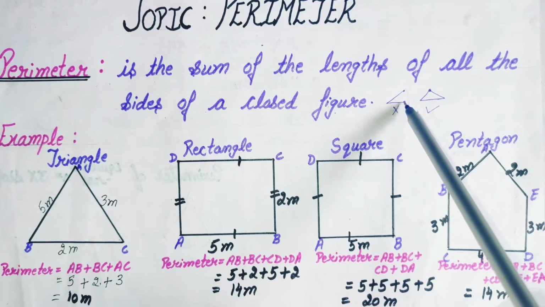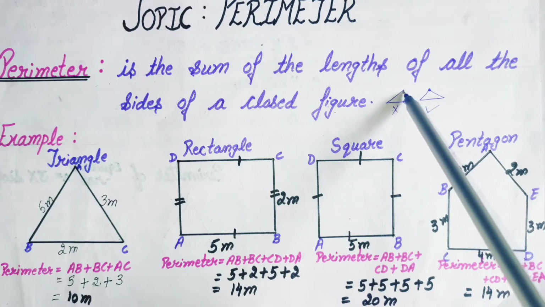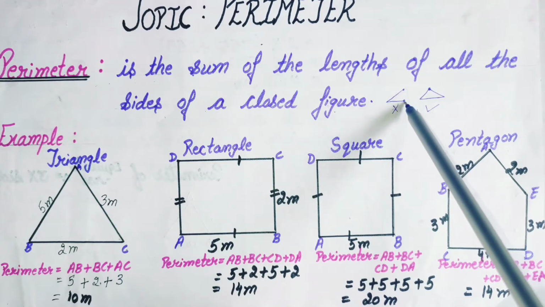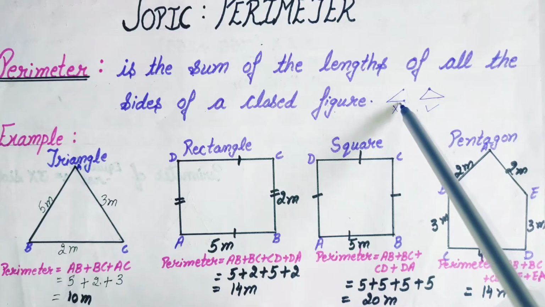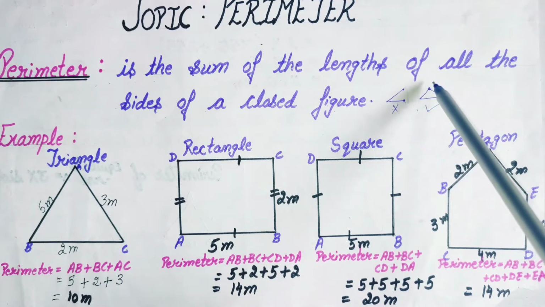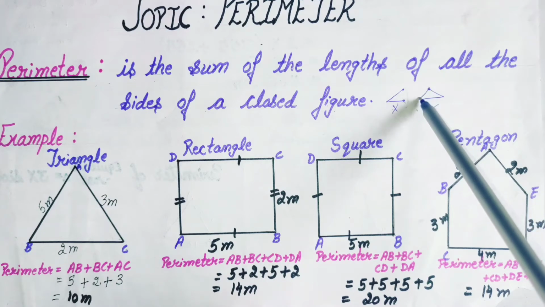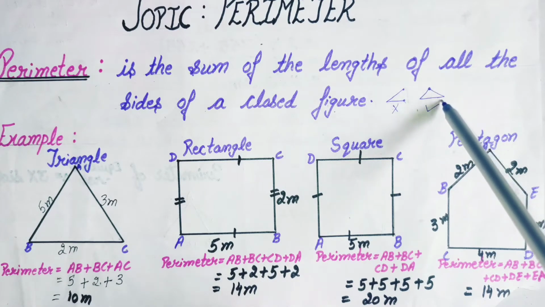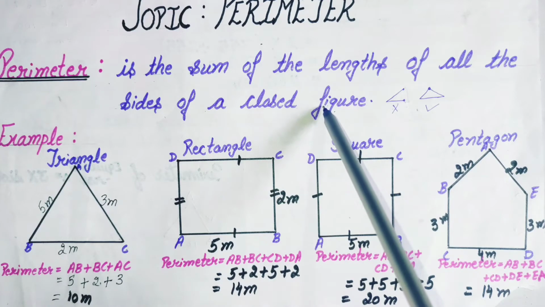Let us take this example. This is one figure which I have made. I have started making the figure from this point and the ending point of this figure is this. In this, the starting point and the ending point are different, so we can say that this is not a closed figure. But let us take this one figure in which I have started making the figure from this point and my end point of this figure is this. So when the starting point and the ending point of any figure are the same, we can say that it is called a closed figure.